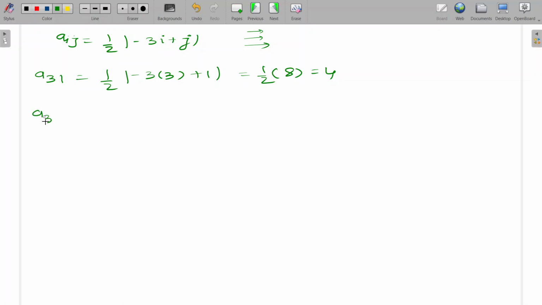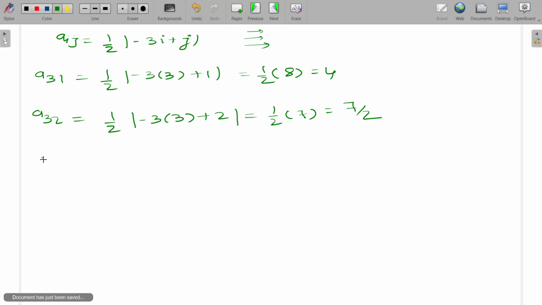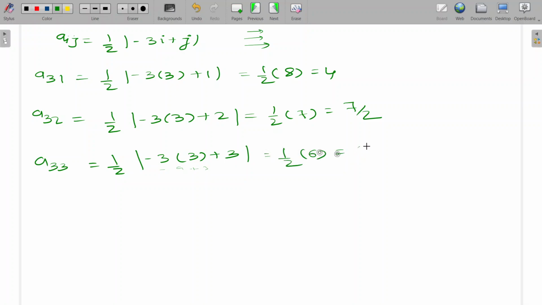Now a32. A32 is half of minus 3 into 3 plus 2. This is minus 9 plus 2, which is minus 7. So mod of minus 7 is 7, and half of 7 is 7 by 2. Now a33 is half of minus 3 into 3 plus 3. This is minus 9 plus 3, which is minus 6. Mod of minus 6 is 6, so half of 6 is 3.